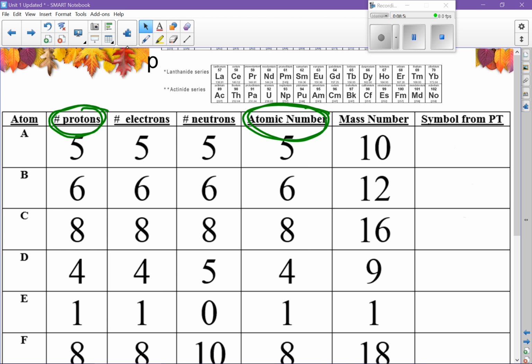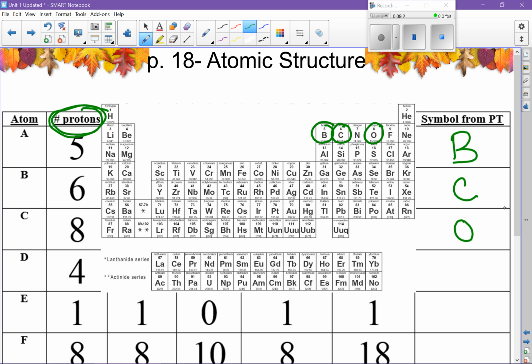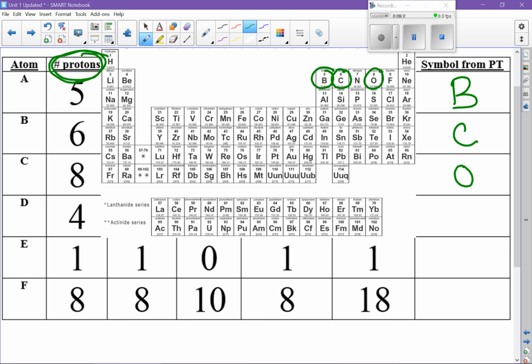So if I look at the first atom, it has an atomic number of 5. On my periodic table, the element with an atomic number of 5 is boron. So this real atom is boron. The next atom has an atomic number of 6, so it must be carbon. The next one has an atomic number of 8, which must be oxygen. The next atom has an atomic number of 4, which makes it beryllium. Atom E has an atomic number of 1, so it is hydrogen. And lastly, we have an atomic number of 8, which is oxygen again.